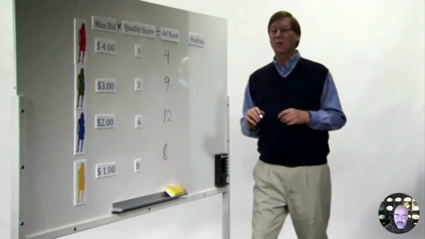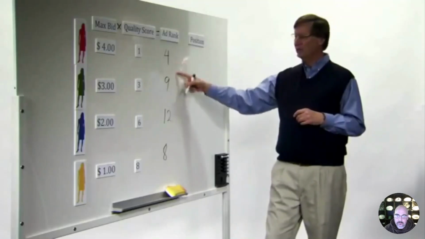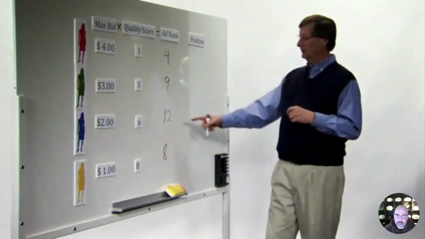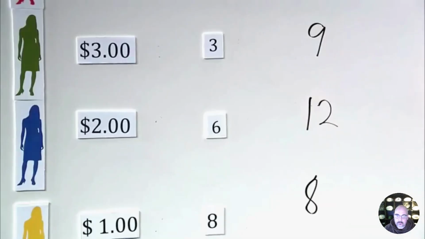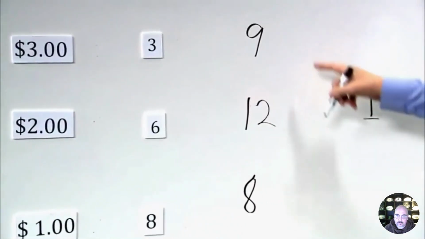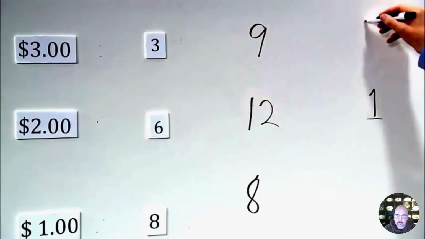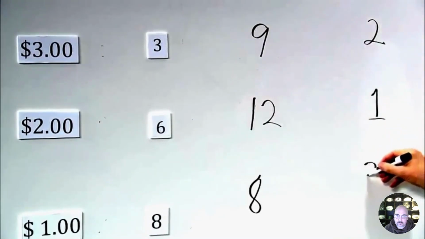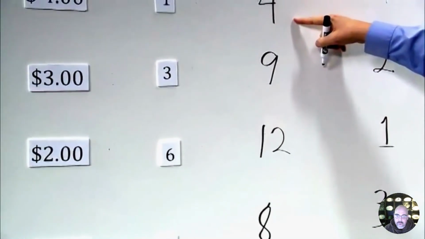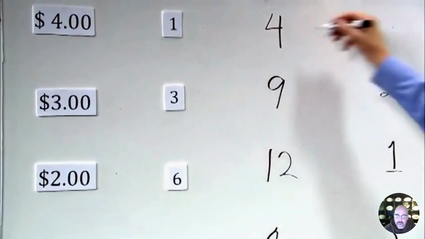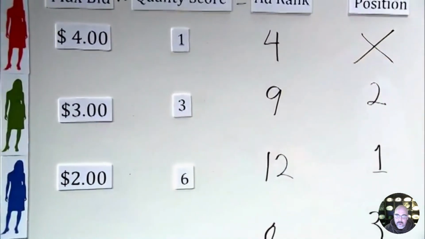And then what we do is we rank the ads by the ad rank. So the best performing ad here is 12. Second best is this ad at 9. Third best is this ad. Then up here, the advertiser bidding 4 has such a low quality that it doesn't get shown at all.